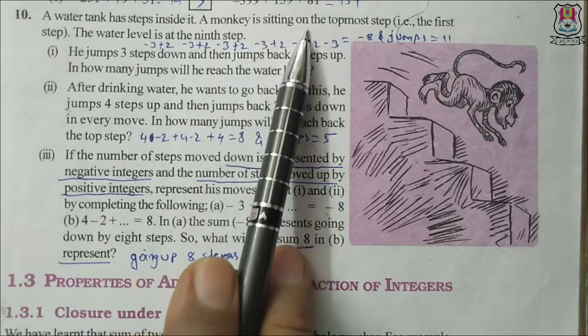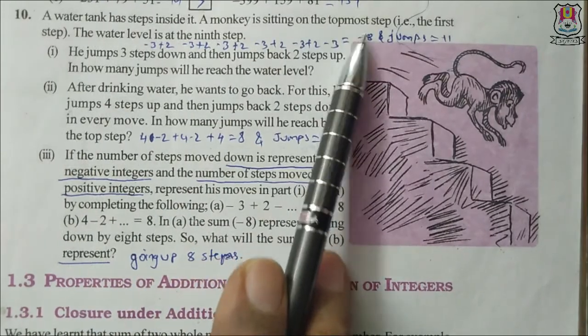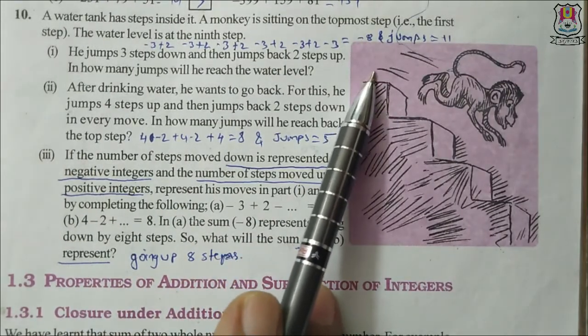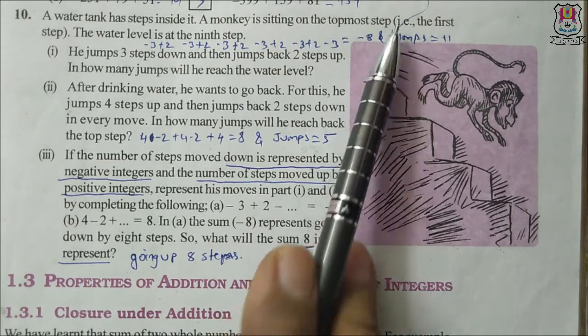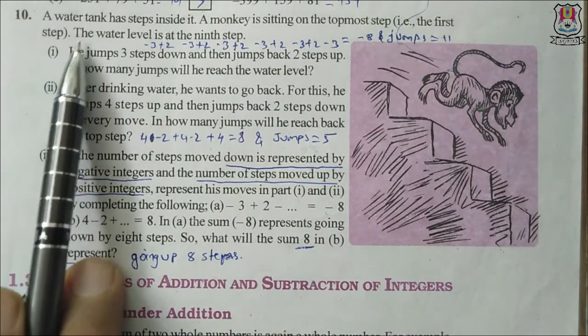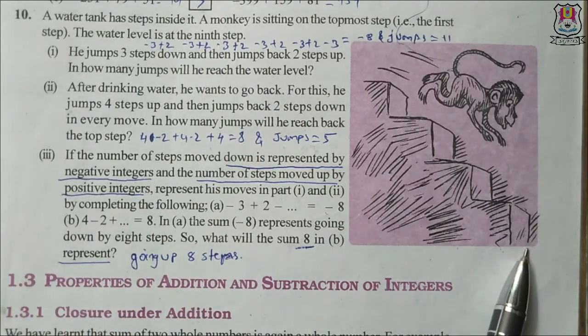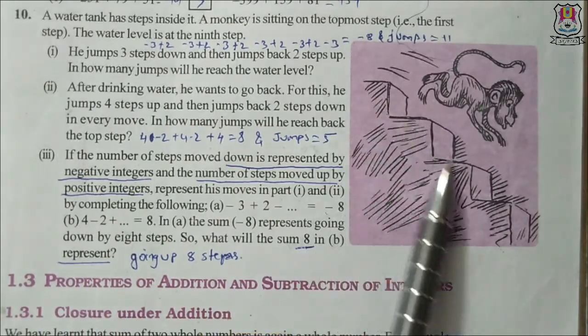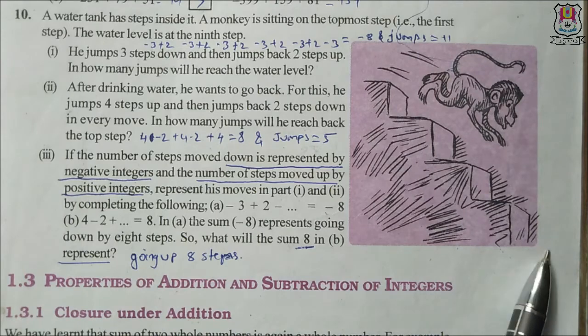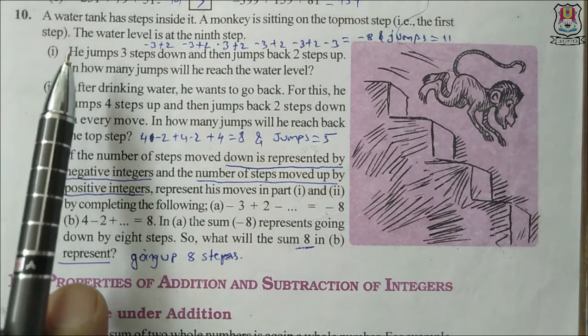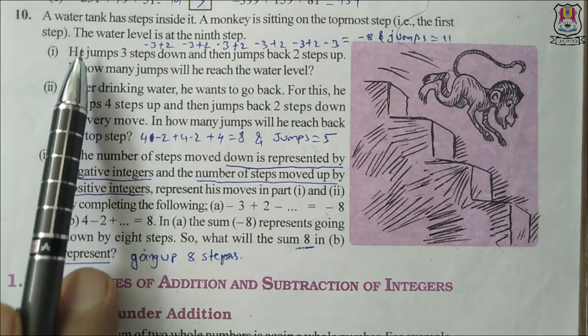A monkey is sitting on the topmost step. So monkey is sitting over here on the topmost step. That is the first step. The water level is at the 9th step. So there are some 9th step, and there is a water level at the 9th step. Let's start the first one of this.